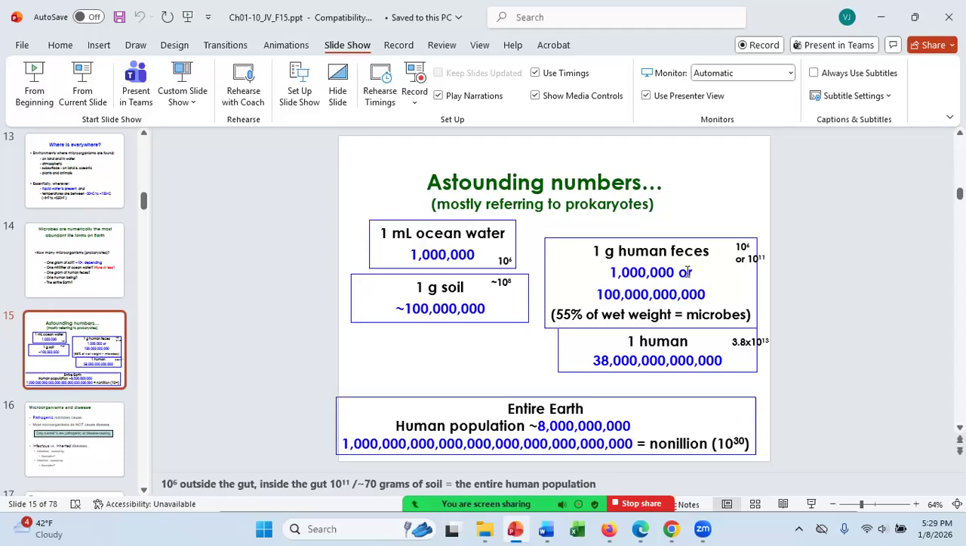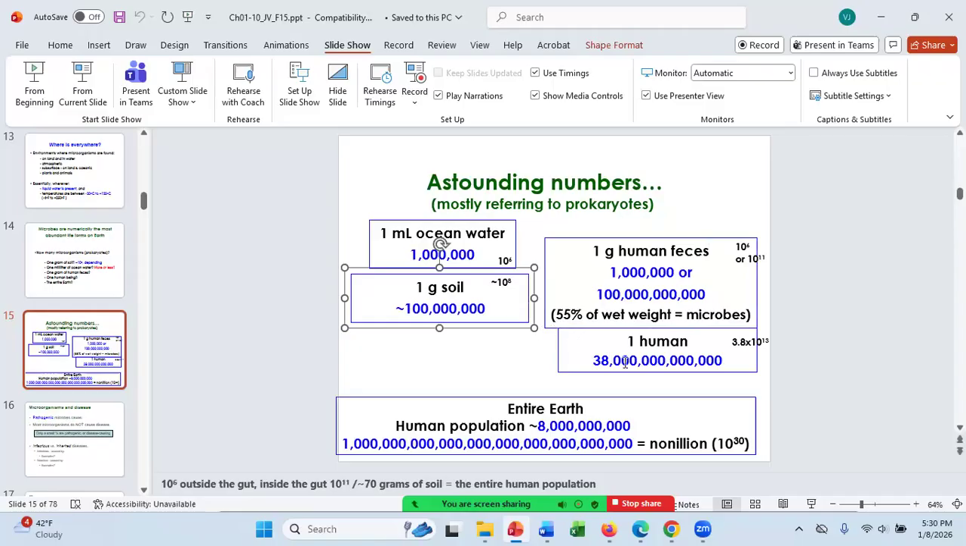Now, if you were to go to the bathroom in the Sahara Desert and the feces were to dry out, you would only find about 1 times 10 to the 6 cells in the human feces, which is what you find in the desert soil, by the way. About 1 times 10 to the 6 prokaryotes per gram of desert soil.